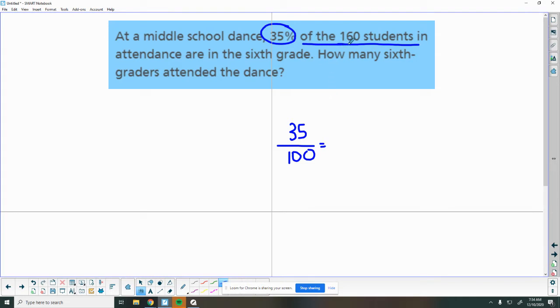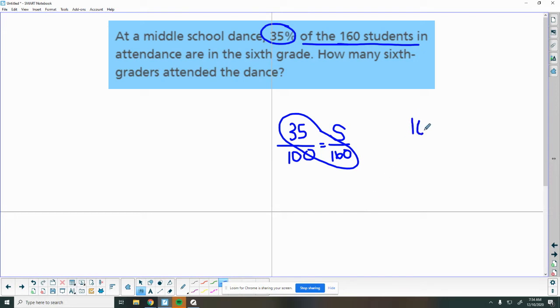Of the 160 students, this is how many total there are here. And we know only 35% came to the dance. So we're looking for how many students came to the dance out of 160 here. So we're going to do 160 times 35. Go ahead and pause the video and try that.